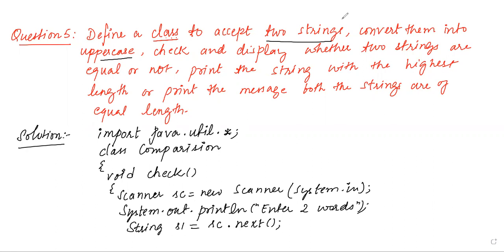In the same way, now we are taking the next variable. Here again we are declaring string s2 equals sc dot next. So with the help of this, two strings or two words have been entered.